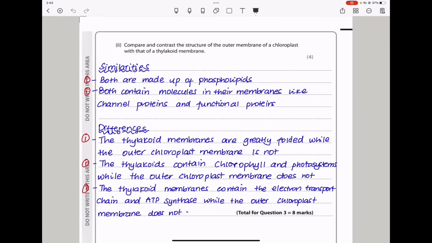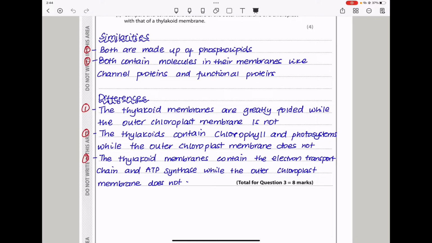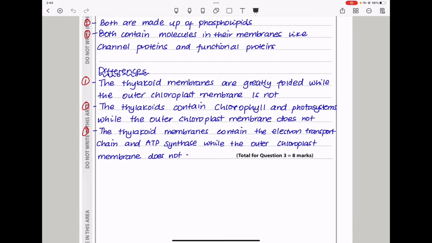Moving on. Here they say, compare and contrast the structure of the outer membrane of a chloroplast with that of a thylakoid membrane. So since both are membranes, I began with similarities. Both are made up of phospholipids, and both contain molecules in their membrane like channel proteins and functional proteins. The differences are that the thylakoid membranes are greatly folded, while the outer chloroplast membrane is not. The thylakoids contain chlorophyll and photosystems, while the outer chloroplast membrane does not. The thylakoid membranes contain the electron transport chain and ATP synthase, while the outer chloroplast membrane does not.